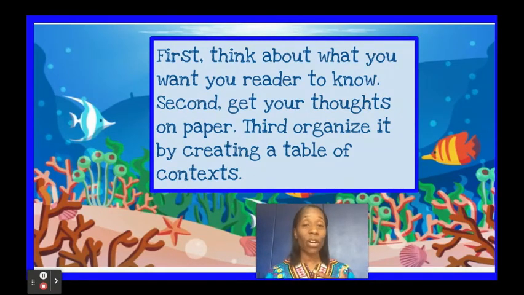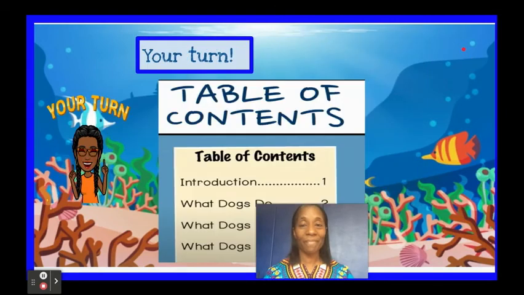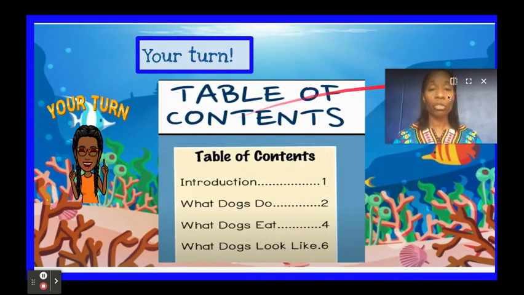So second of all, get your thoughts on paper. So that means what you're going to do is I'm going to get my paper out, my writing journal, and I'm just going to start writing. And I'm going to label my headings. And then third, organize it by creating a table of contents. So here's an example, scholars. Your turn, table of contents.